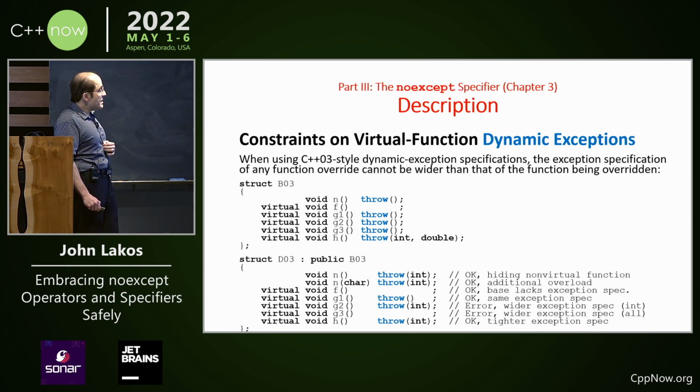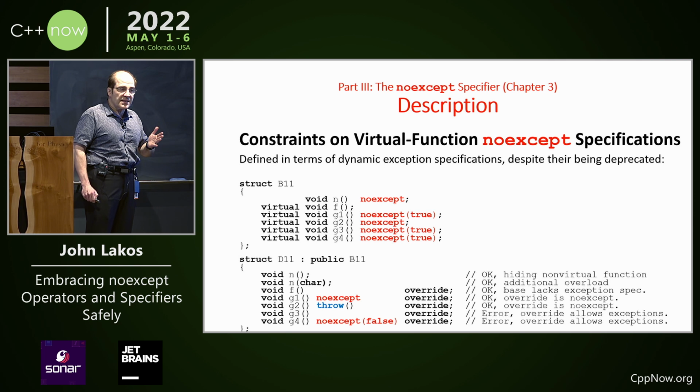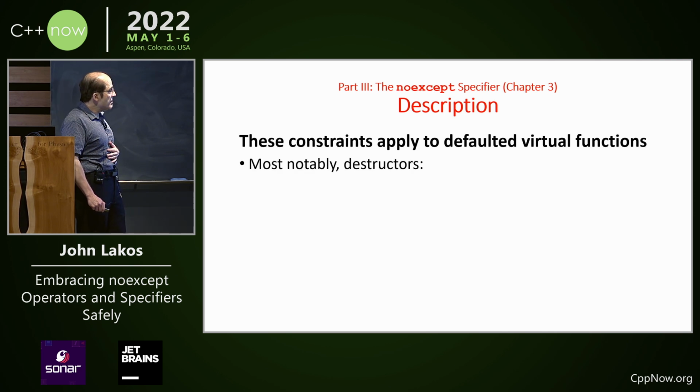So this is constraints on virtual functions, and it's just an example from the book. I put it up here. It's too much to read. The idea is when you're dealing with something from a base class, you don't want to have something in the derived class that is more throwing. There's more likely to throw than something in the base class. That's really just basically the overall idea.